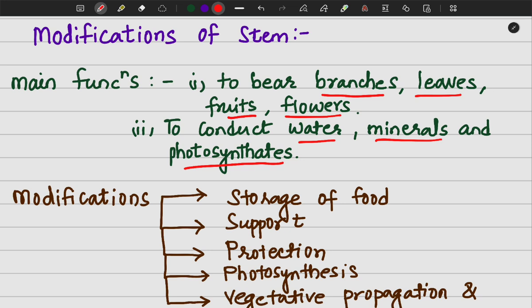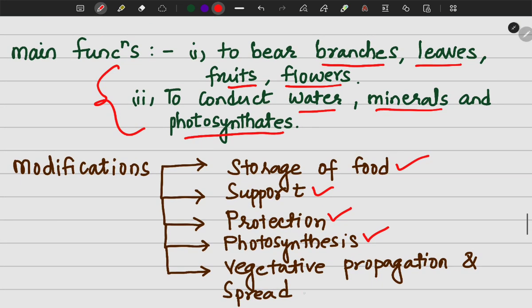Now let us look at different kinds of modifications found in the stem. Besides these main functions, some of the stems undergo changes in their shape and structure to carry out different functions. These different functions can be for the storage of food, for the support of the plant, for the protection of the plant, to carry out photosynthesis in certain areas as an adaptation, and to carry out vegetative propagation and spread. So let us look at each of these modifications with their important examples.